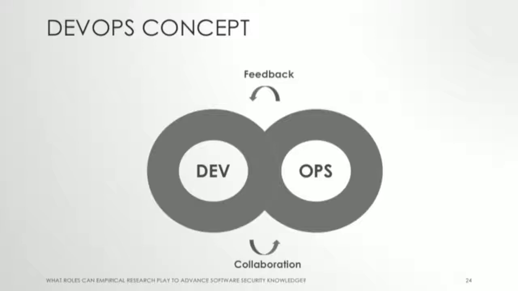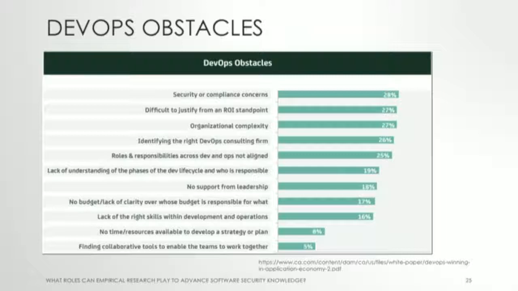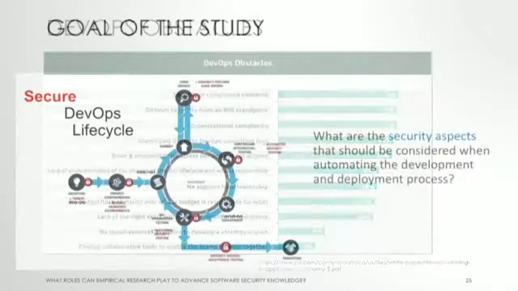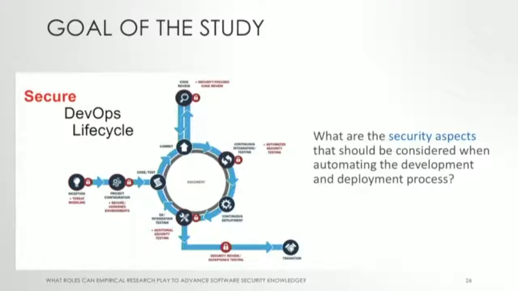Based on a study by CA Technologies, they looked at what obstacles stop companies from adopting this paradigm of having strong communication between development and operation. The top one was security or compliance concerns, at 28%. Difficult to justify from an ROI standpoint, 27%, and organization complexity, 27%. So you have different factors, but the top is actually the security and compliance concern. If they solve that, then that helps to do it. That was actually the case also for this kind of application at IBM. They had a problem with security concerns.